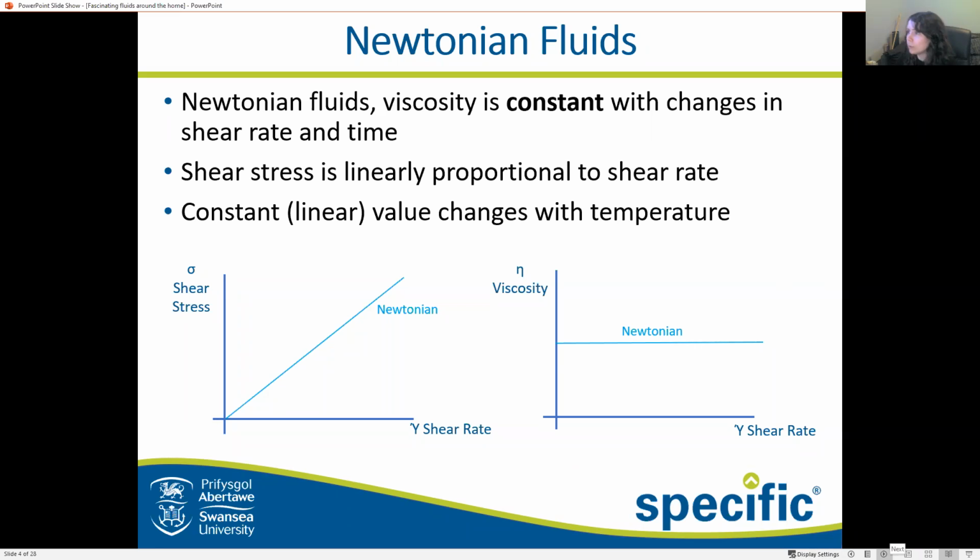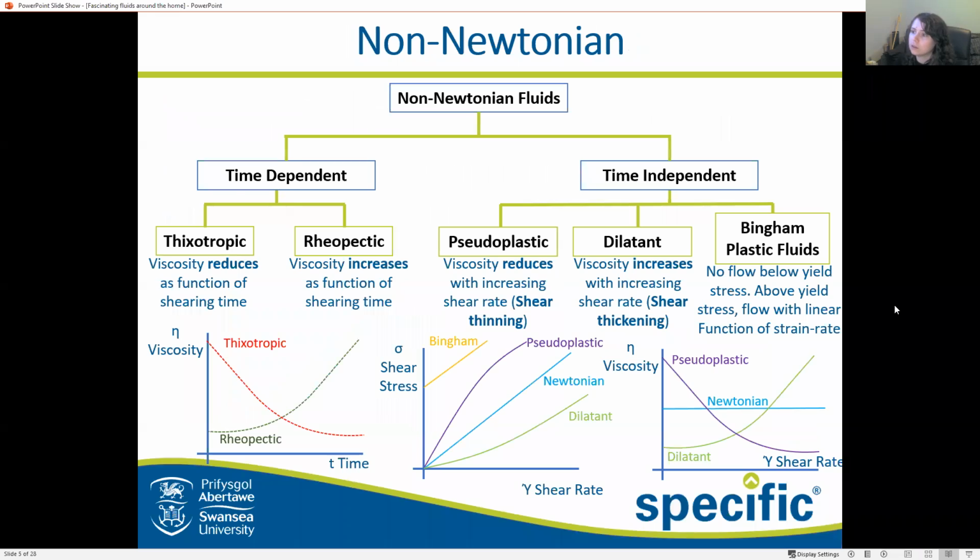However, not all fluids are Newtonian and do not follow this equation, produce only one value. And these can change either due to the amount of time you apply a force for, so how long you stir it for, or how fast you stir it. These things then come down to these subtopics.